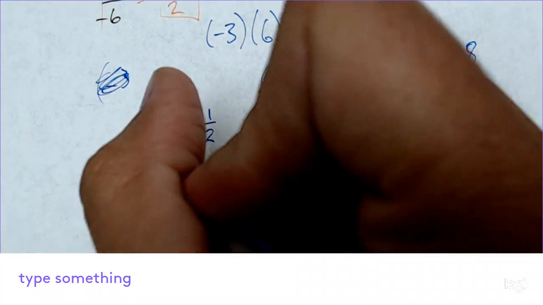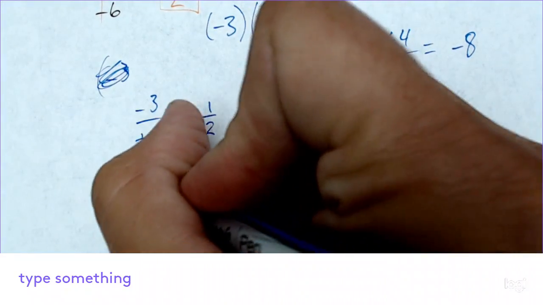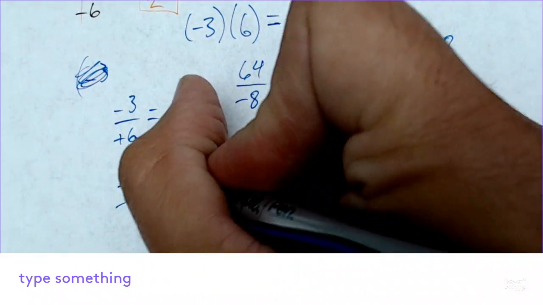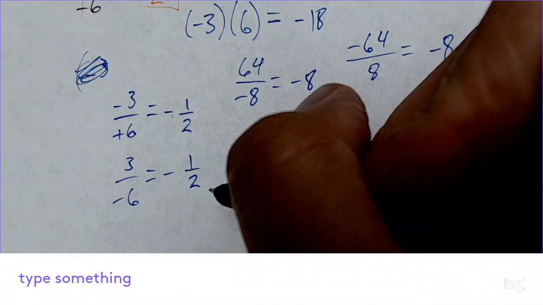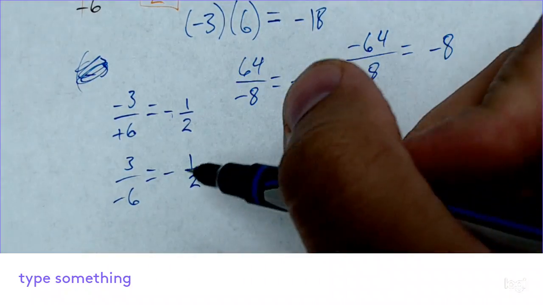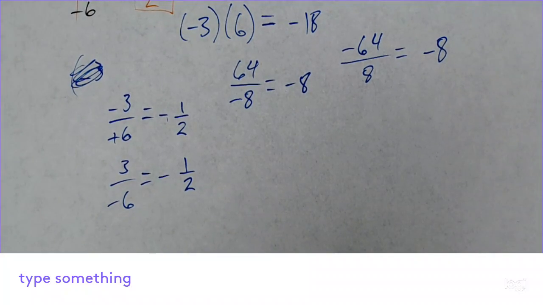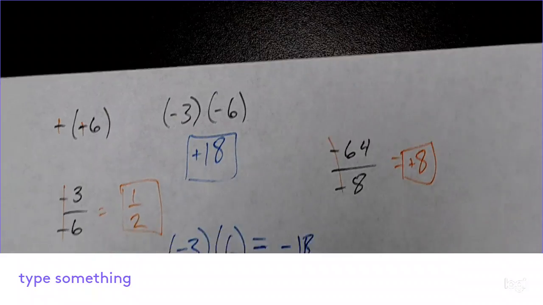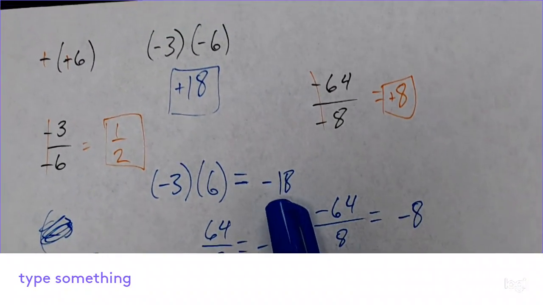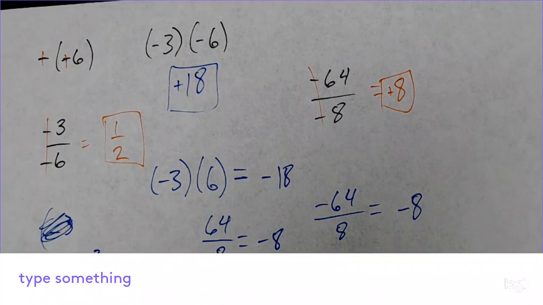And that also works even if it's on the denominator. So let's say we had 3 over negative 6, that would still equal negative 1/2. I could put 1 over negative 2, but in the end, it would still be better to simplify it like this. Okay, so again, the rule still applies. If we have an odd number of negatives, we get a negative answer. If we have an even number of negatives, we get a positive answer.